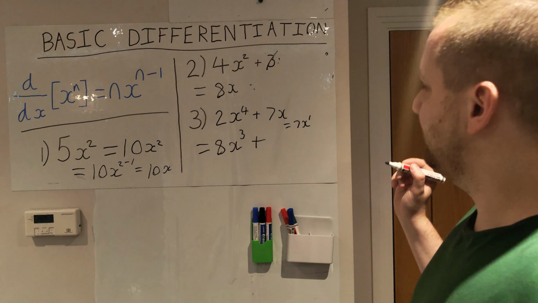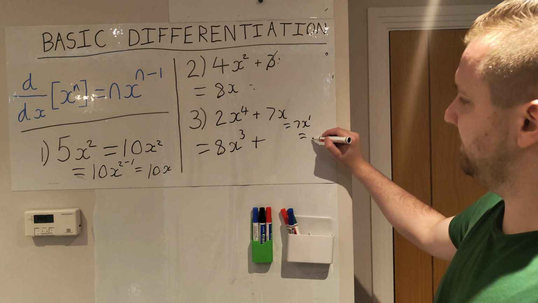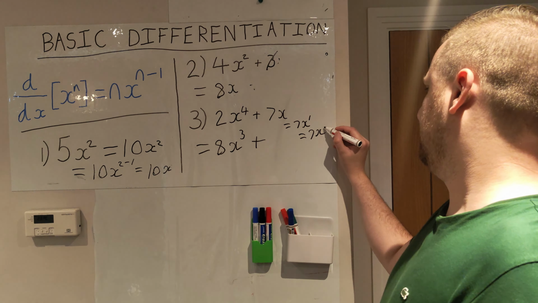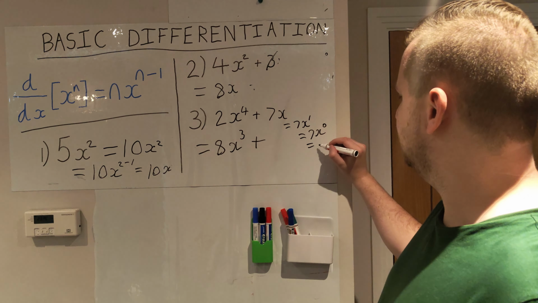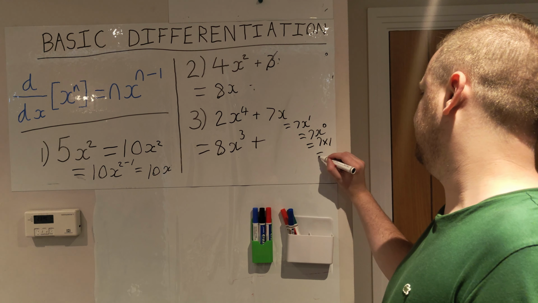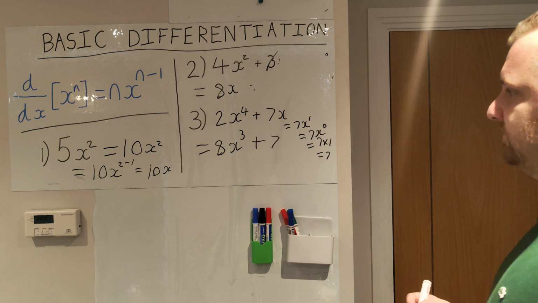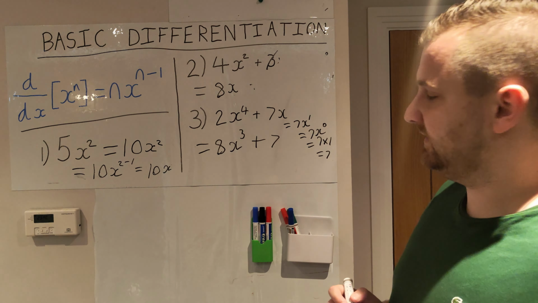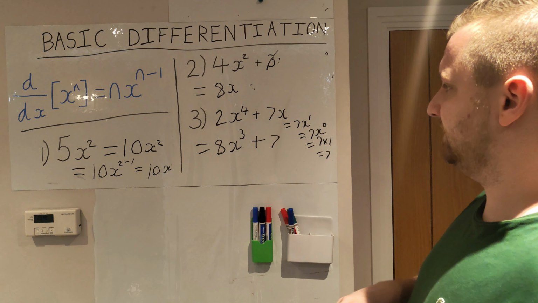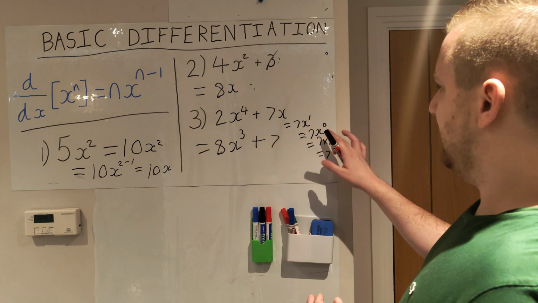7x to the power 1. Well, what you would do is 7 times 1, so 7x to the power 1 minus 1, so to the power 0. Anything to the power 0 is 1, so it's equal to 7 times 1, which is equal to 7. So if that doesn't make sense, what I've done there is we can get rid of the x, because 7x is equal to 7 times x to the power 1.